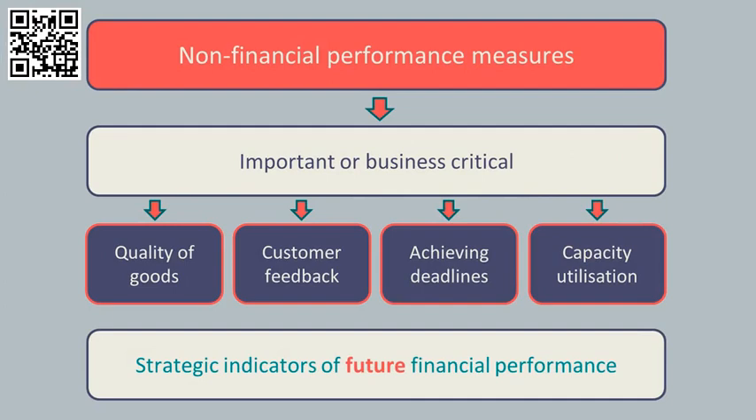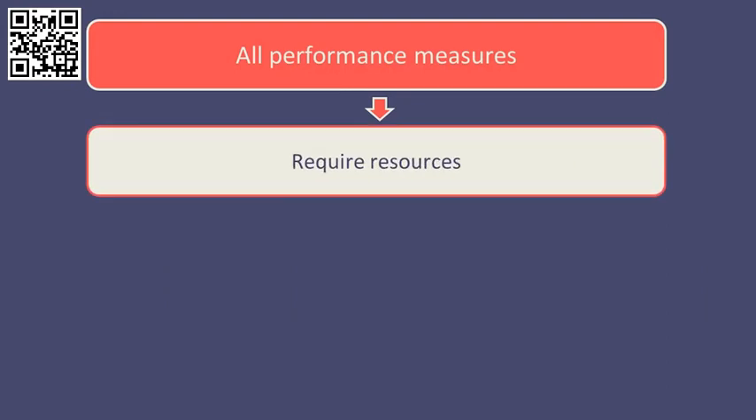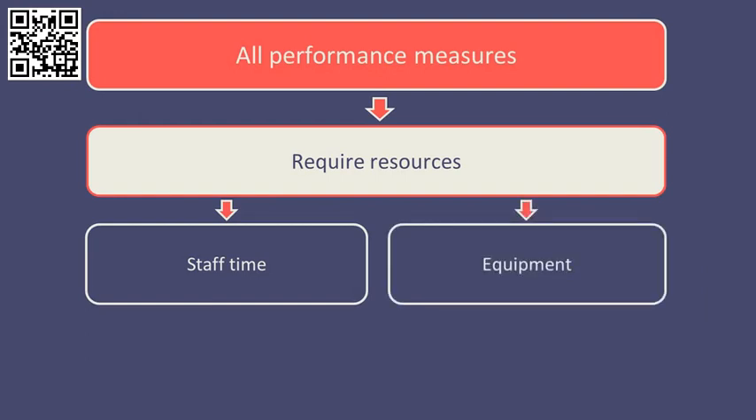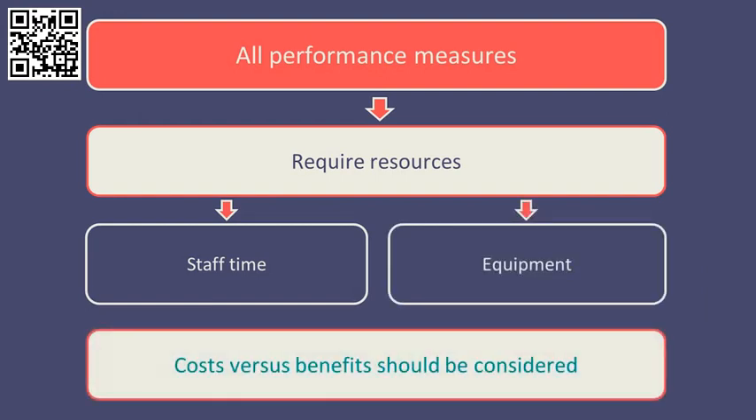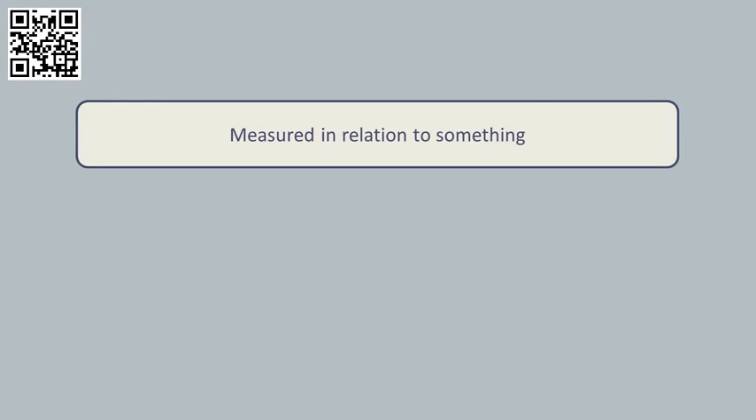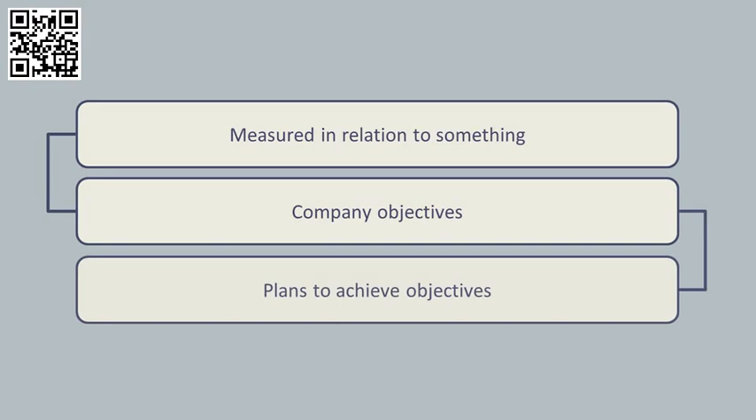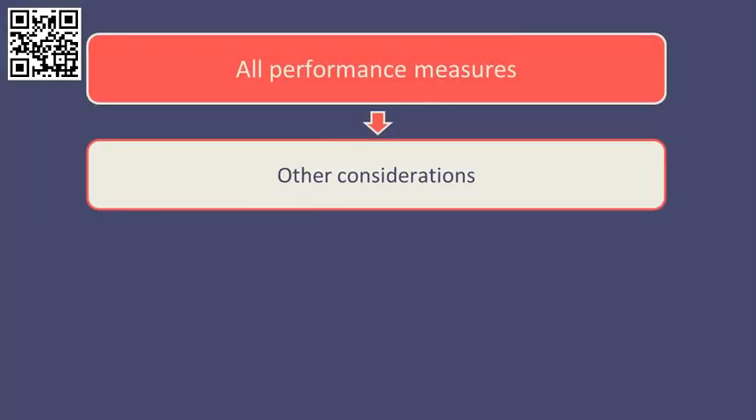Whether performance measures are financial or non-financial, there are several factors that organisations should consider. Any form of performance management will require some form of resource to collect and analyse the information. This could be staff time or maybe equipment. Either way, the costs and benefits of providing the resource should be carefully weighed up. All measures must be measured in relation to something. Overall, this will be the company's objectives and the plans that will cascade from those objectives. It is important for a business to identify the factors that are important or business critical to the success of achieving those objectives.